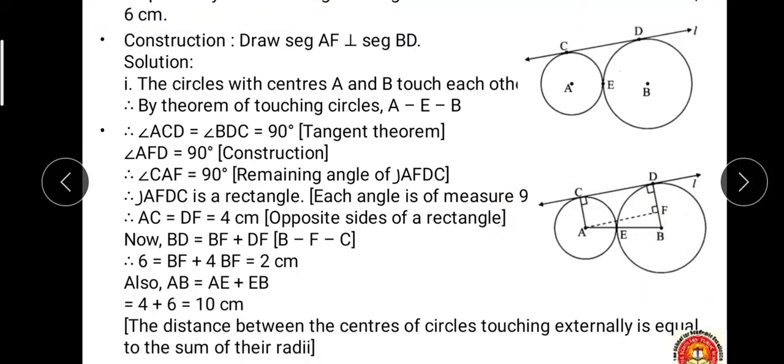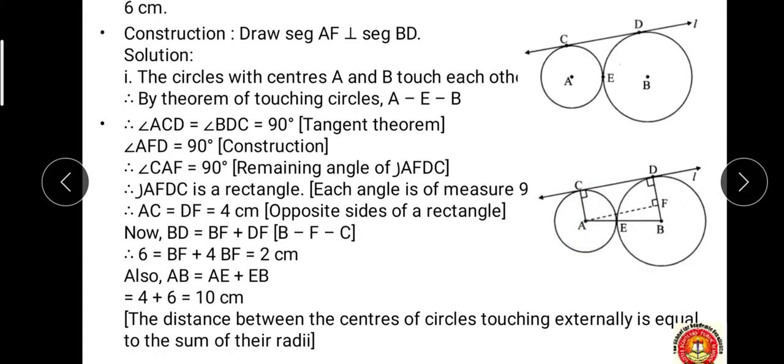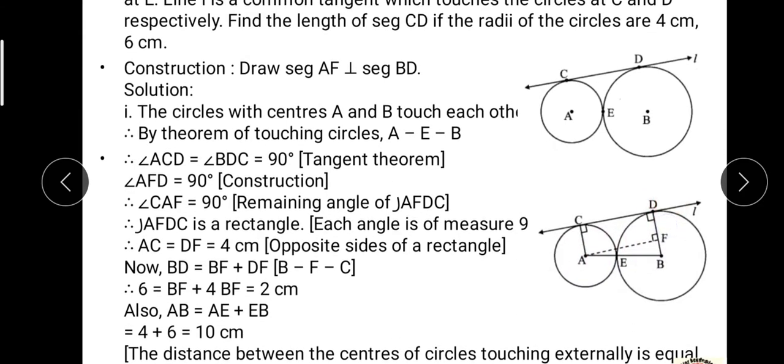Now see here. This is a tangent. At points C and D, this tangent is touching the circles. It means that AC and BD are the radii. The tangent touching at points C and D is perpendicular to the radius of the corresponding circle. It means that AC is perpendicular to L and BD is also perpendicular to L. By the construction, AF is perpendicular to DB. It means that angle F is also 90 degrees.